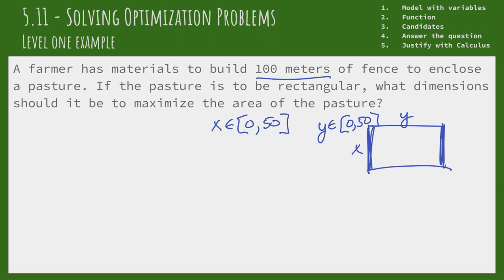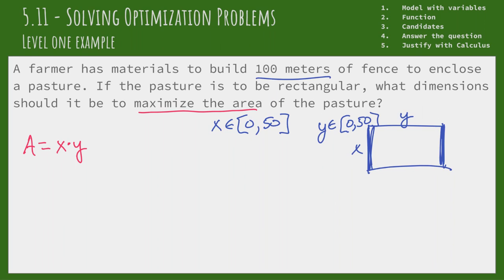So the next thing I want to do is write a function for what it is I'm trying to maximize, which is the area. So I'm trying to maximize the area of the pasture, so I'm going to write a function for the area of the pasture. And in terms of the 2 variables I have here, it's going to be x times y. So I can find the area. If I know what x is and I know what y is, I'm just going to multiply them together.